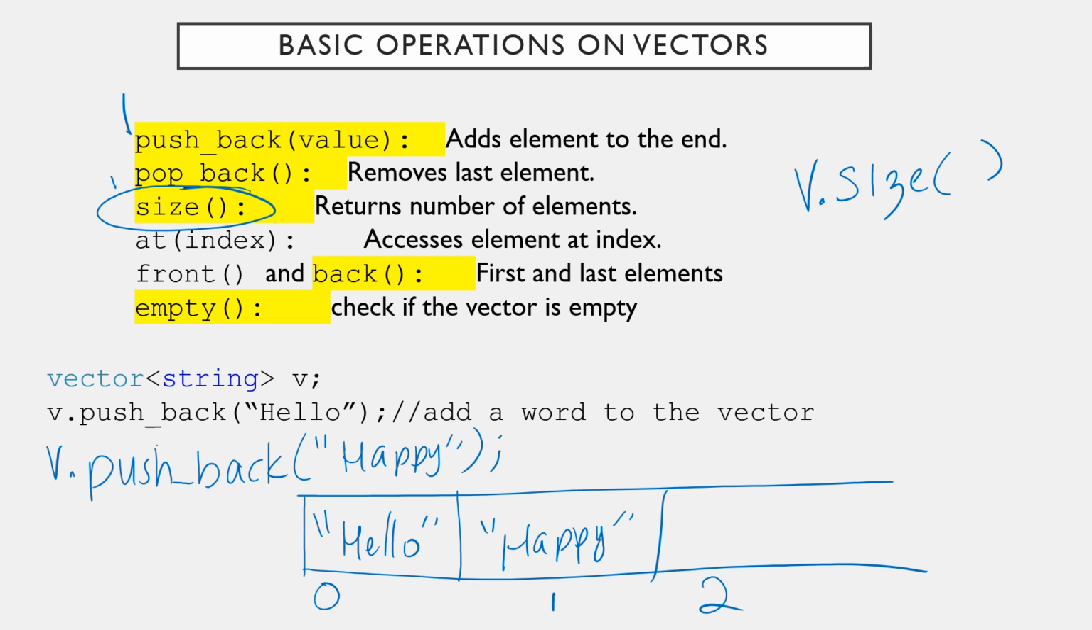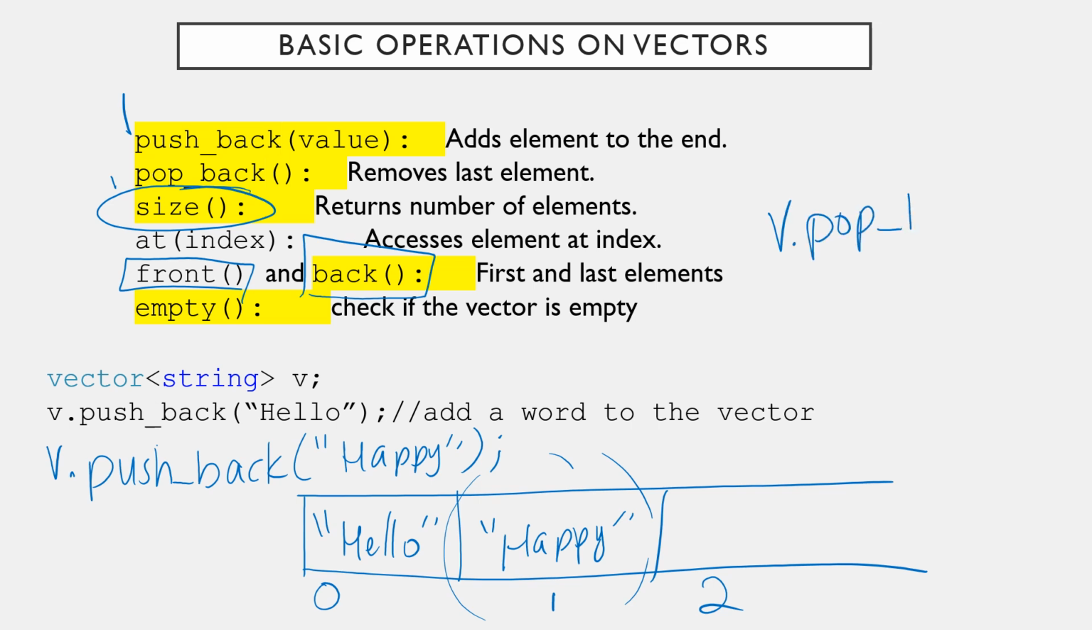The pop_back function, well, if I say v.back, it's going to give me back the value that is there. So that's going to be a string. So v.back is going to be a string because this is a string vector. v.front would be a string because this is a string vector. If I say v.pop_back, that means remove the last item in my vector. Pop it off. And then this is going to let me know if my vector is empty or not. In this case, this vector would not be empty because it has one word in it.